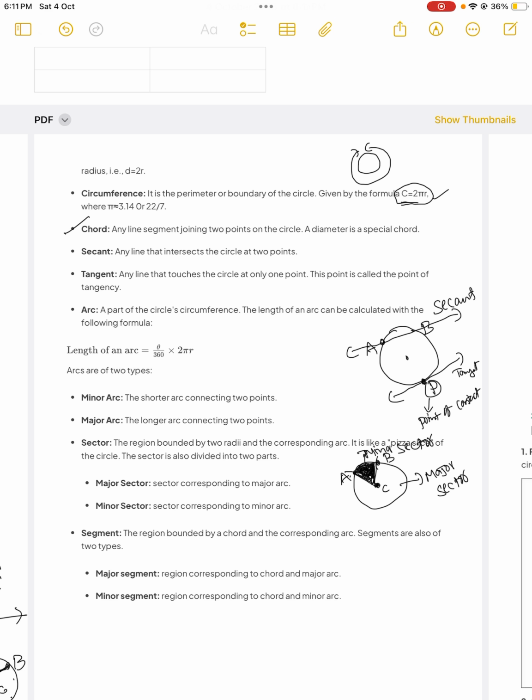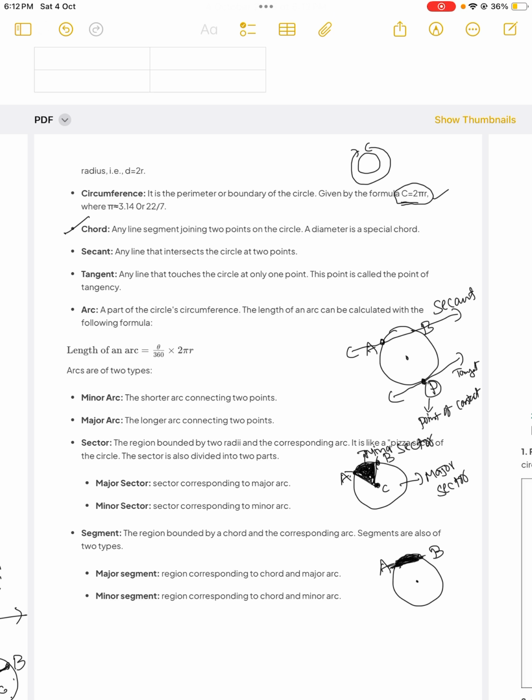Next one is segment. The region bounded by a chord and the corresponding arc. The segment is also of two types. This is the circle. We take two points, here A and here B. Joining these two points, you form a chord. Here we observe the major segment: the region corresponding to the chord and the major arc. The highlighted region is the region corresponding to the chord and the minor arc.